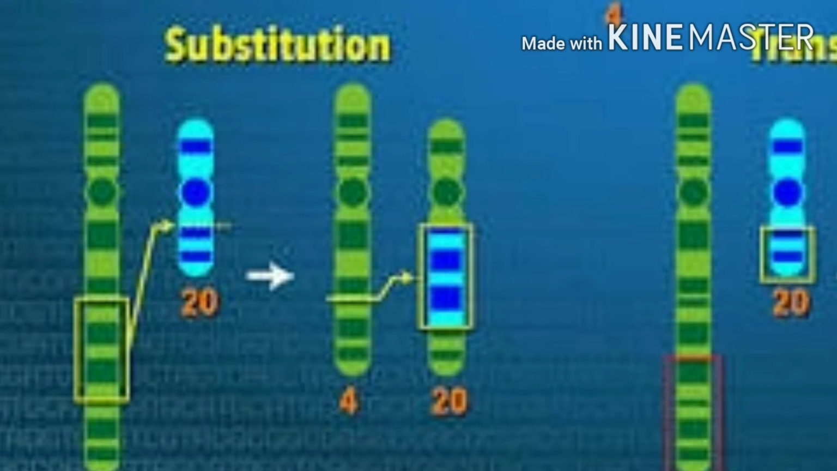As you see in the picture, two chromosomes, chromosome number 4 and 20, are given. From 4, one portion is cut off and is attached to chromosome number 20. This is known as substitution.